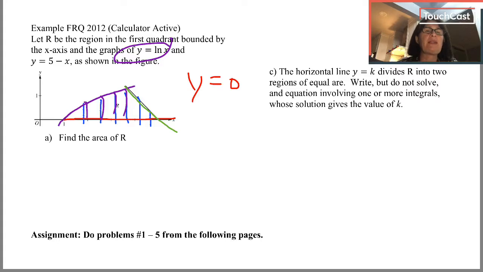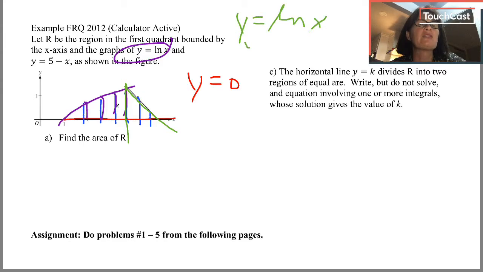So here, if I'm going to break this up, I think that it's right here that the change happened, where I changed from having a top curve of natural log of x to having a top curve of 5 minus x. So the question is, where does that happen? Y equals natural log of x. Where does that intersect y equals 5 minus x?